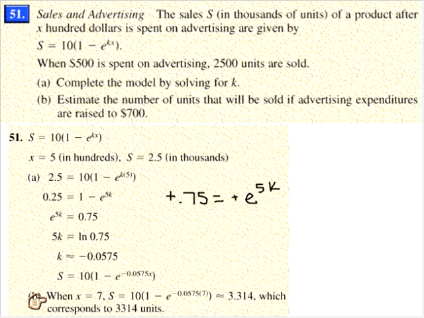Now, you don't have to change these to decimals. You can leave them all as the 500 and 2,500, and you should get the same answer in the end. So if you don't want to change them to 5 and 2.5, you don't have to.